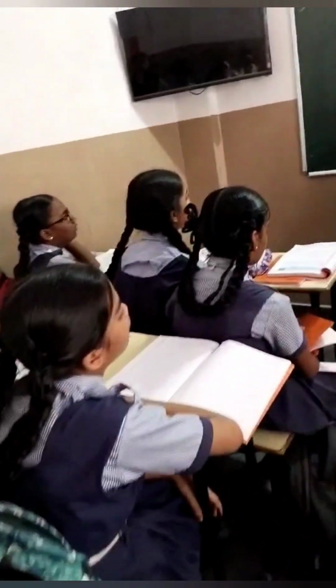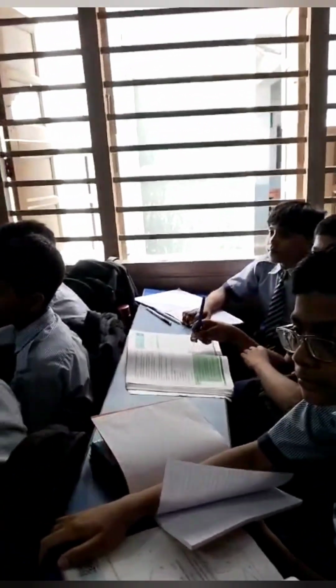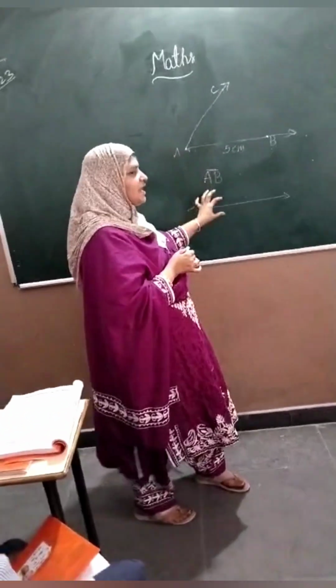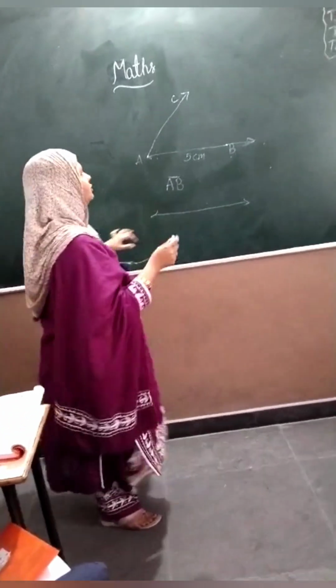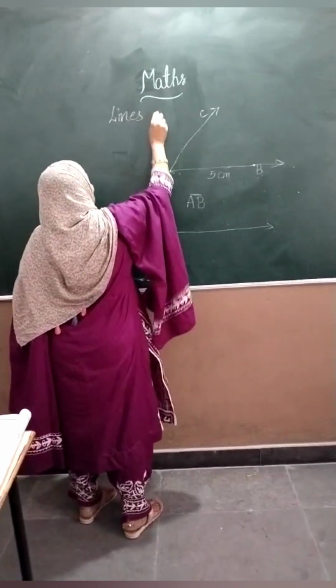We call this figure an angle. Now, if I draw a line in such a way that we have arrows on both sides, we call that a straight line. We call this an angle and this a straight line. So the next chapter for us is lines and angles.